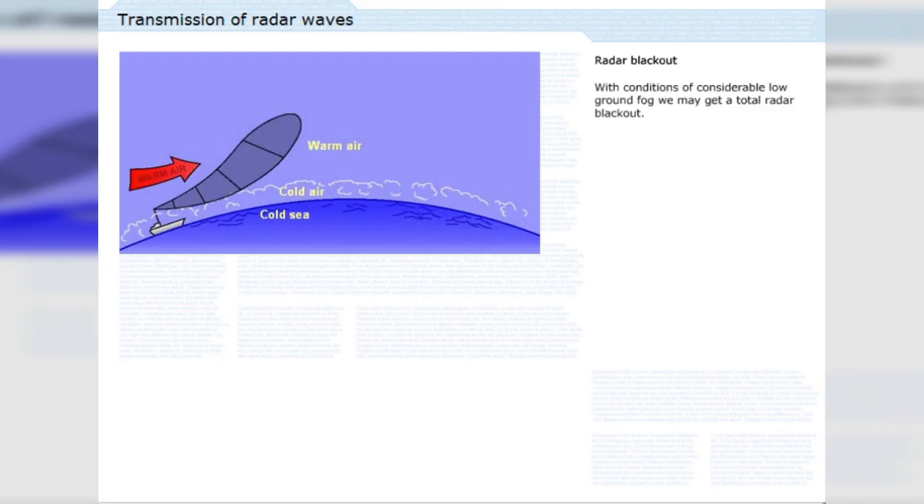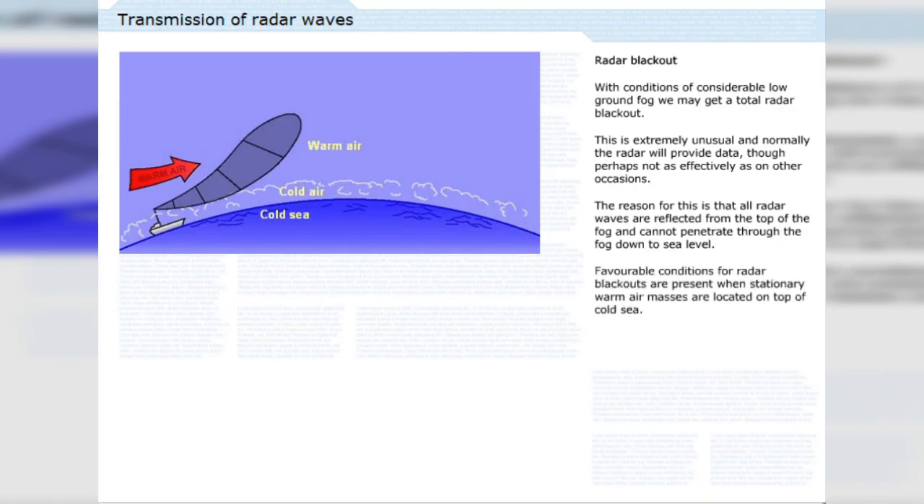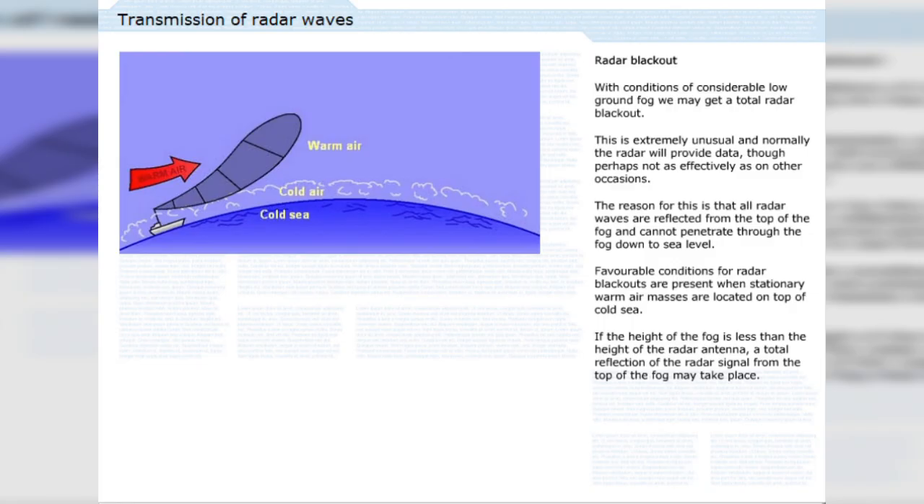With conditions of considerable low ground fog, we may get a total radar blackout. This is extremely unusual, and normally the radar will provide data, though perhaps not as effectively as on other occasions. The reason for this is that all radar waves are reflected from the top of the fog and cannot penetrate through the fog down to sea level. Favourable conditions for radar blackouts are present when stationary warm air masses are located on top of cold sea. If the height of the fog is less than the height of the radar antenna, a total reflection of the radar signal from the top of the fog may take place.